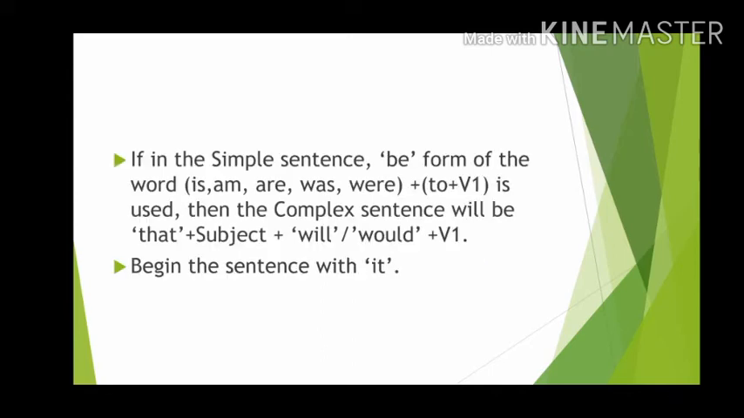If in the simple sentence the be form of the verb, is, am, are, was or were, plus to plus V1 is used, then the complex sentence will be that plus subject plus will or would plus V1. I'll give one example, then you will understand it clearly. And one more thing you have to remember is, you have to start the sentence with it in this case.